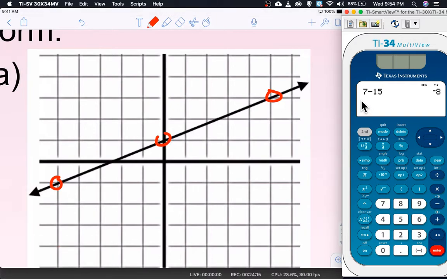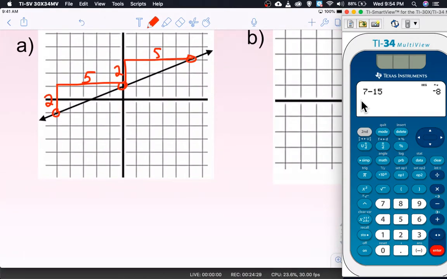So from one point to the next, my rise over run, my pattern, my slope is up 2 over 1, 2, 3, 4 over 5. Up 2 over 5. My slope of this line is 2 over 5. Positive because my line is going up.